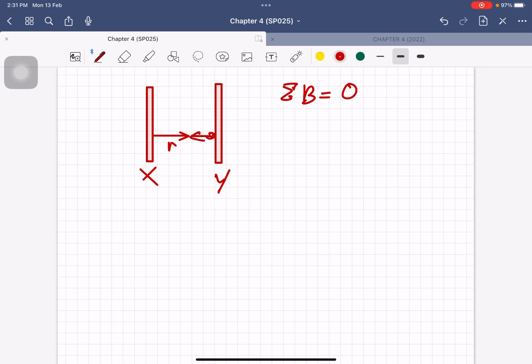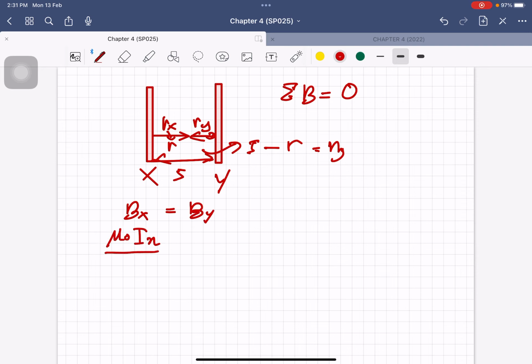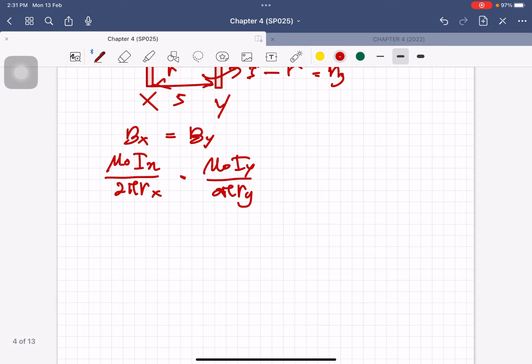So this is RX basically, this is RY. So RX is going to be r. So what is RY? We know that this is equal to 5 cm. So RY is going to be equal to 5 minus r. Okay, so this is the equation for RY. Now, since we know that the resultant magnetic field will be equal to 0, we can let BX be equal to BY. So this is mu naught IX over 2 pi RX equal to mu naught IY over 2 pi RY.